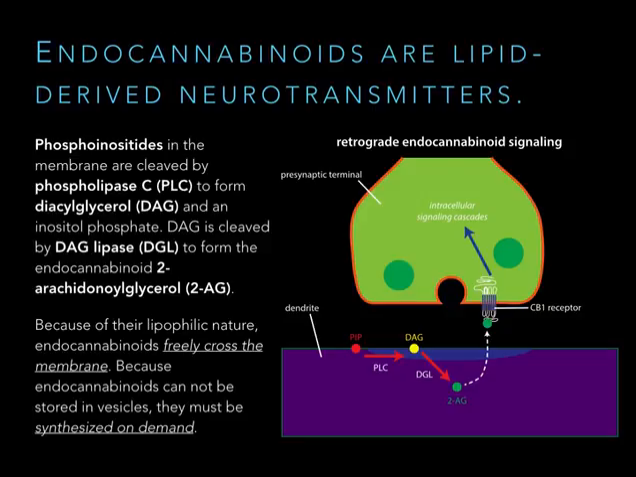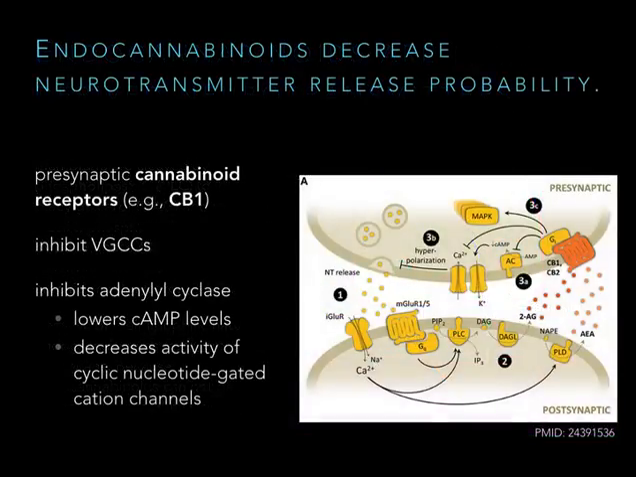They're going to bind to those cannabinoid receptors. These are G protein coupled receptors that are going to activate a number of different signaling cascades that in general reduce the release probability at the presynaptic site. In other words, the generation of endocannabinoids is going to decrease the likelihood that the presynaptic membrane releases more neurotransmitter.